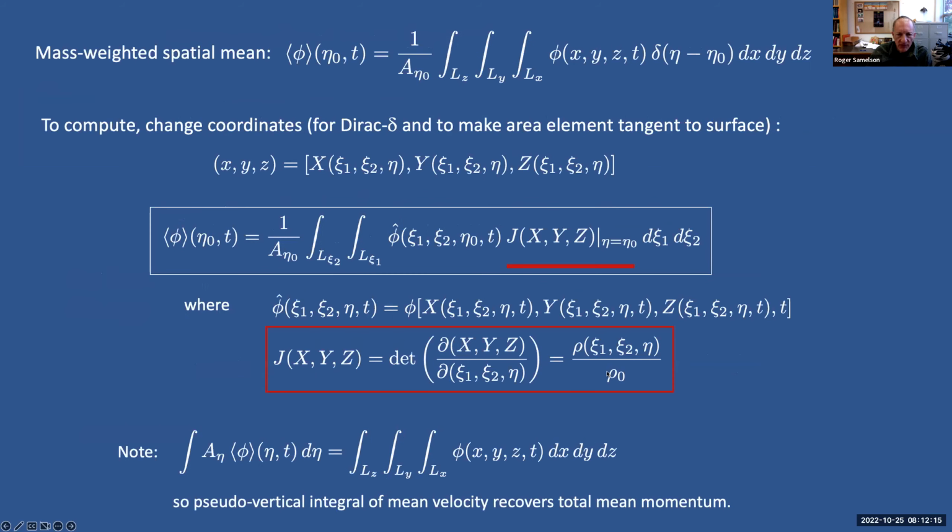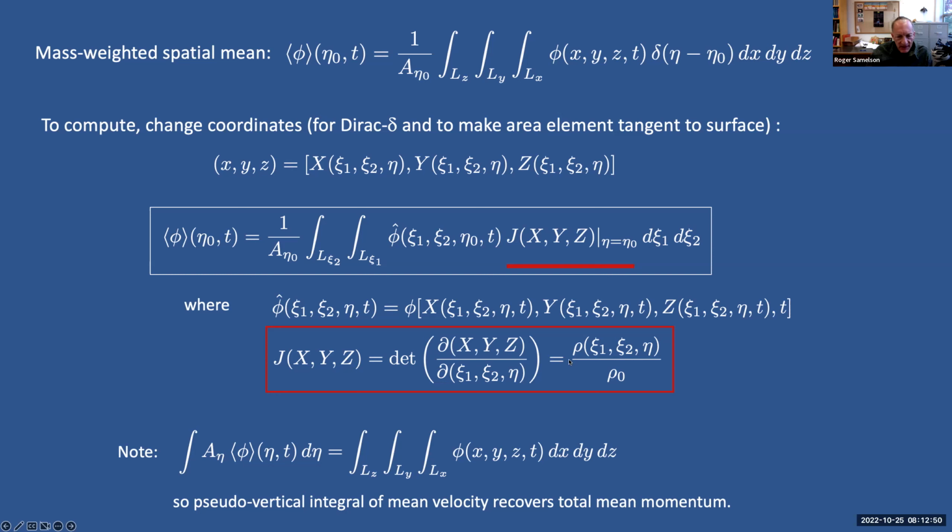So just a little bit more of the fine print here. We have this mass-weighted spatial mean at the top in its original formulation. We do the transformation, so we get this Jacobian, and this Jacobian turns out to be, well, as I said, a mass weighting. And even though the fluid is incompressible, the transformation to the surface conforming coordinates doesn't preserve that, so the fluid is effectively compressible in that coordinate system.